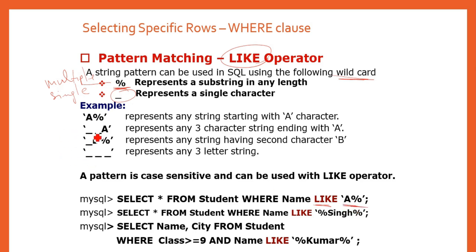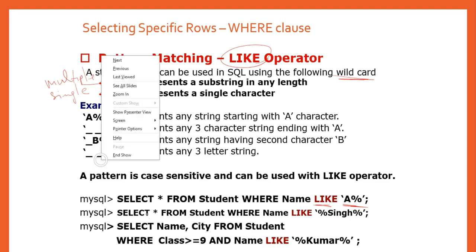If I am writing a percent sign, that means starting with a and it can be many characters. Now if I'm writing underscore underscore a, that means a should be at the third place. So it represents a string whose third character is a. If I write underscore b and then percent sign, it represents any string having the second character as b. And three underscores represent any three-letter string.